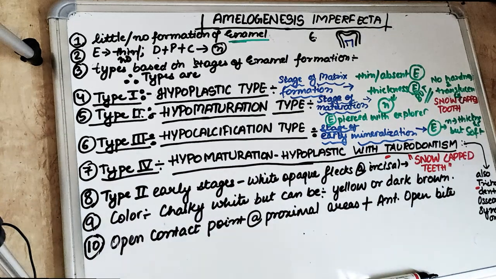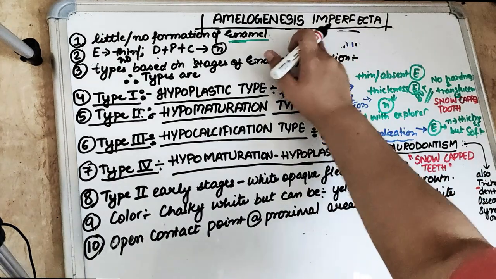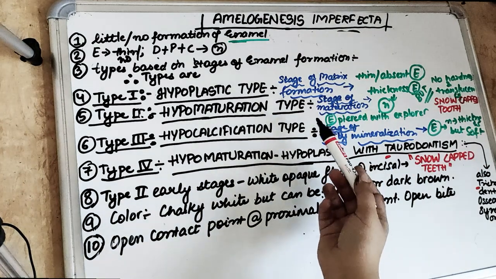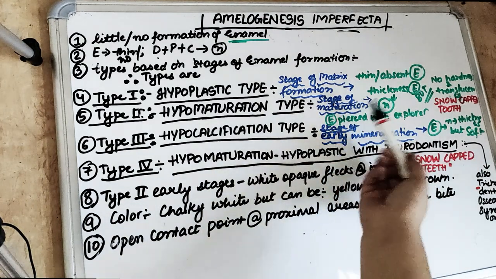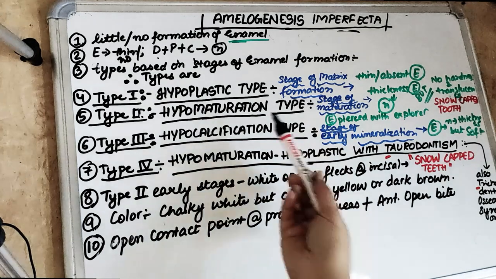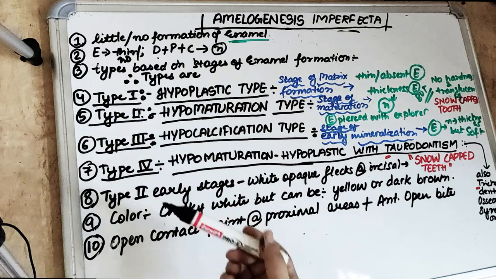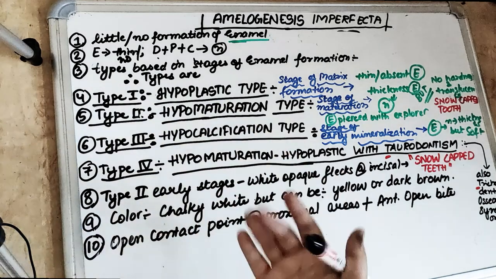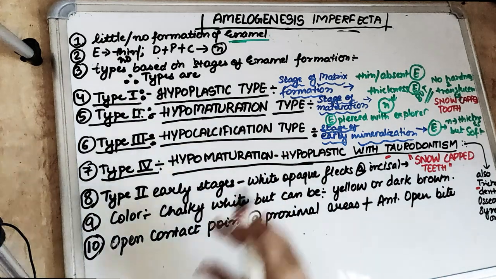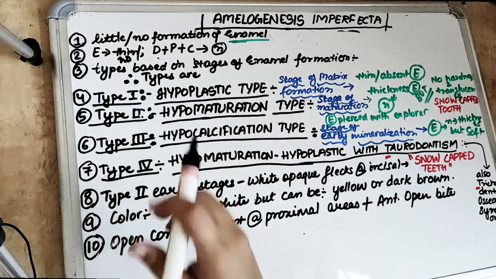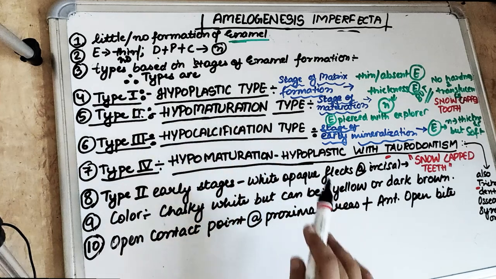Normally the process of enamel formation occurs in three stages: the stage of matrix formation, the stage of early mineralization, and the stage of maturation. According to that, we are dividing amelogenesis imperfecta into 4 types. There are somewhere around 18 subtypes, but we are not going into that much detail. The basic types: type 1 is the hypoplastic type.